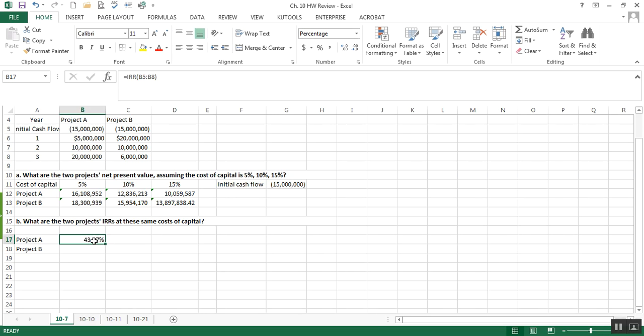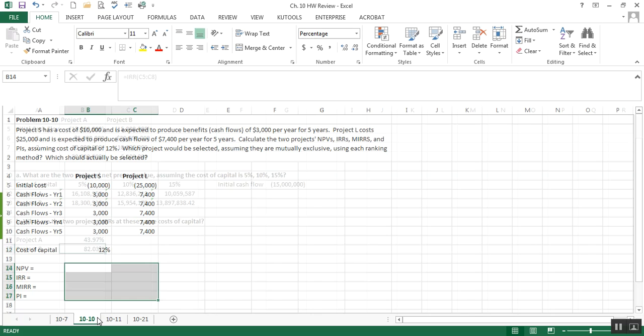Now you'll see that the cost of capital is not used in the IRR formula. Therefore, the IRR will be the same regardless of the cost of capital. And then let's look at project B. IRR, all of the cash flows including time 0, is 82.03. So given this, our project B has a higher IRR than our project A.